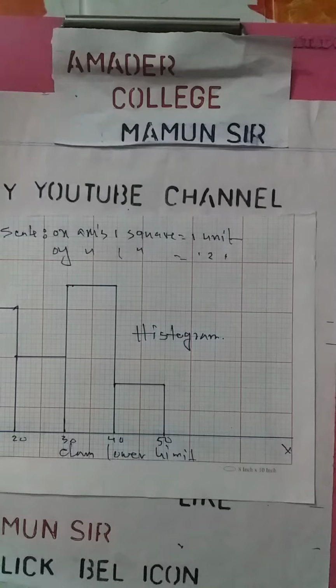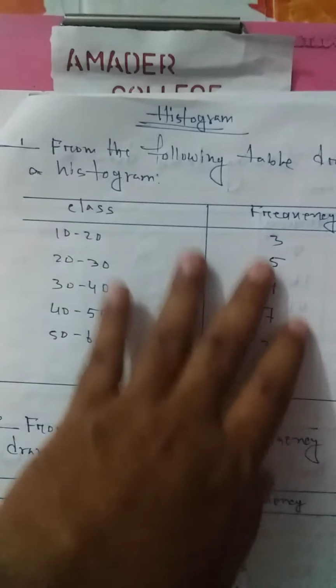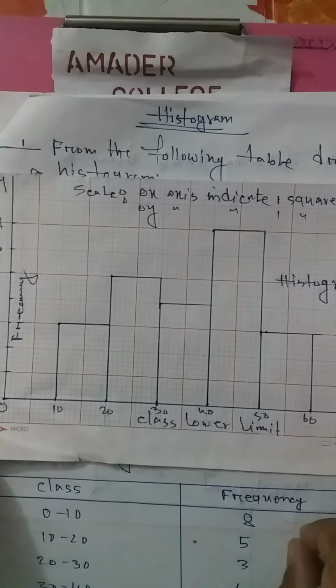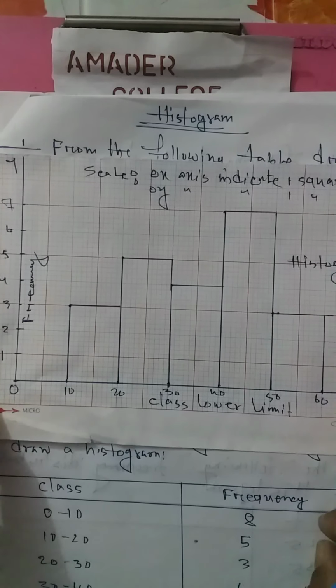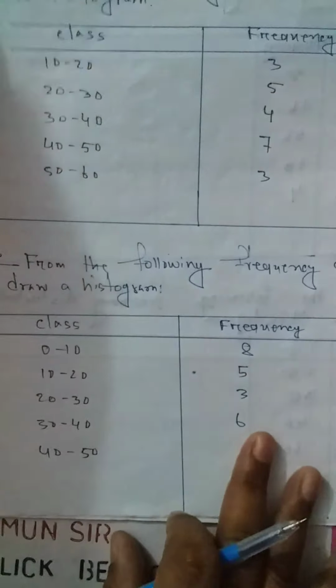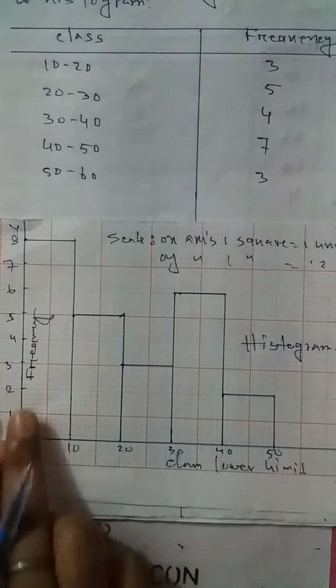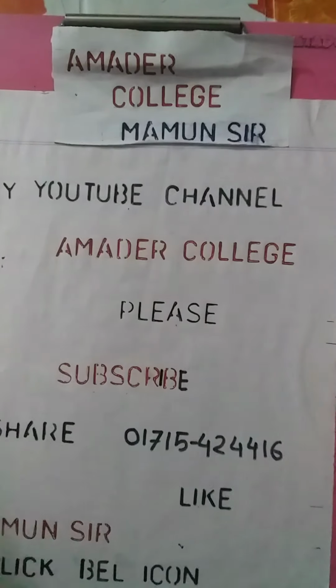So you see the types of question, draw histogram, and this is the graph. The first question you follow, and the second question, and draw a histogram. This is the way. Now, discussing question number 3.